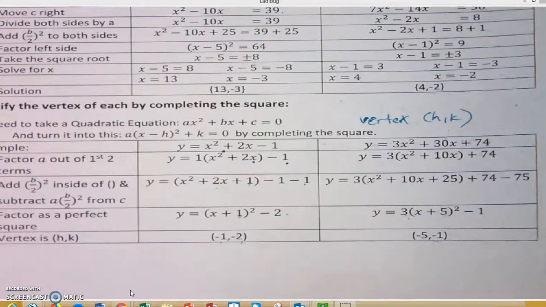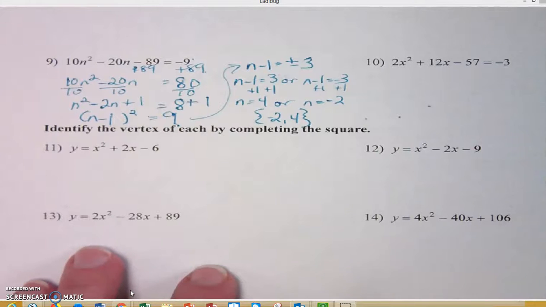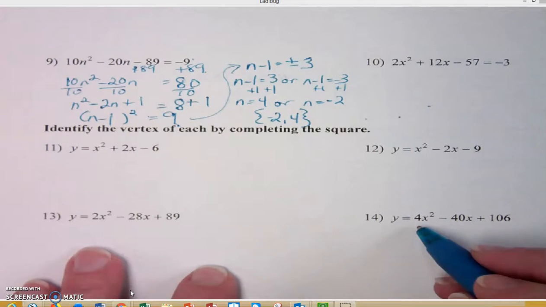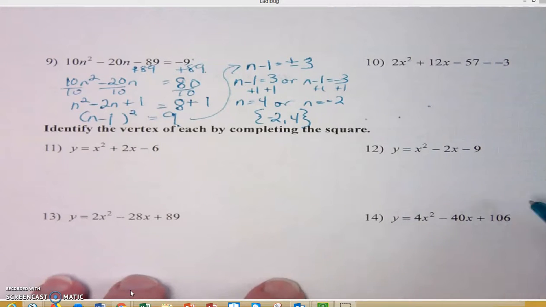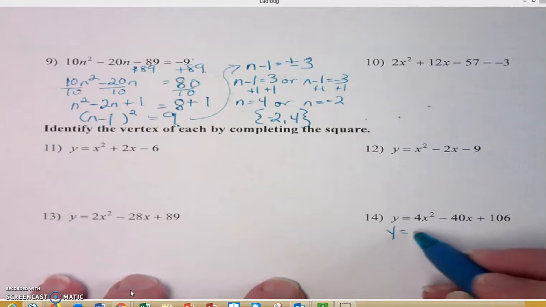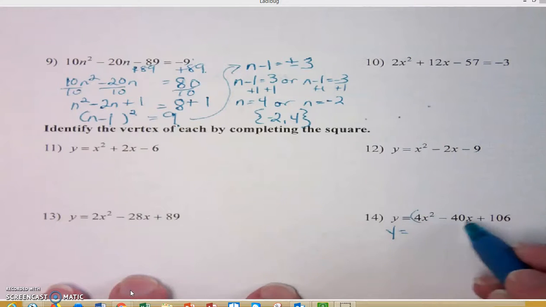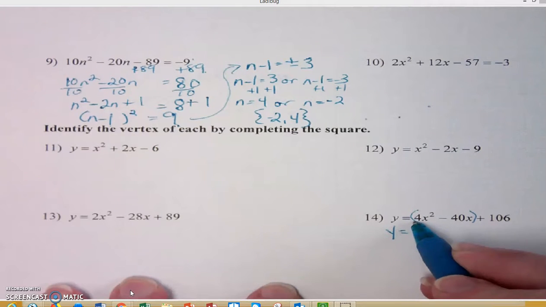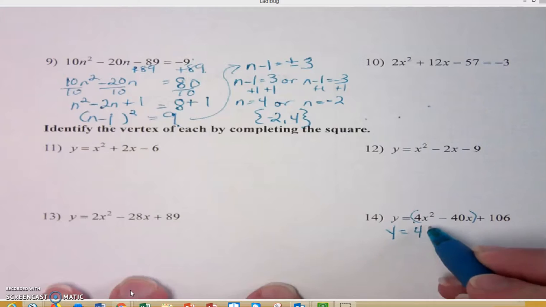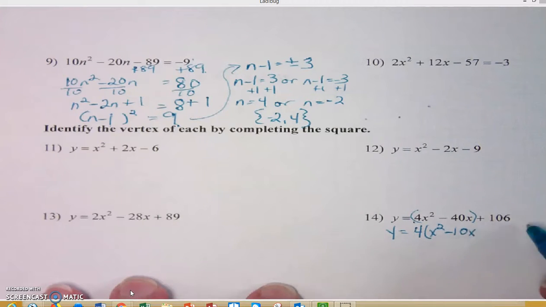Let's look at a problem on the back. Do we want to do one with a coefficient? You probably might not appreciate that if we do that. So let's look at number 14. y equals, so I'm going to group together my first two terms. I'm going to divide both by my a, so I'm going to take out my 4. I get x squared minus 10x. I'm going to leave a space here for me to complete the square, and then I've got plus 106.